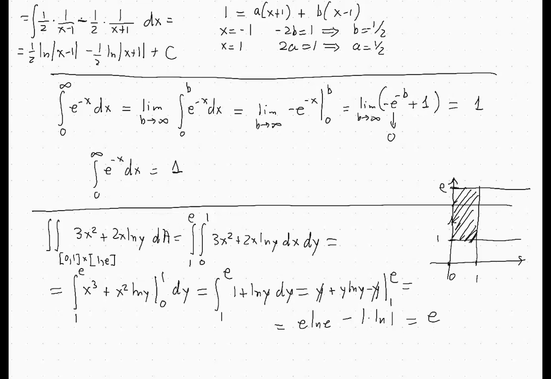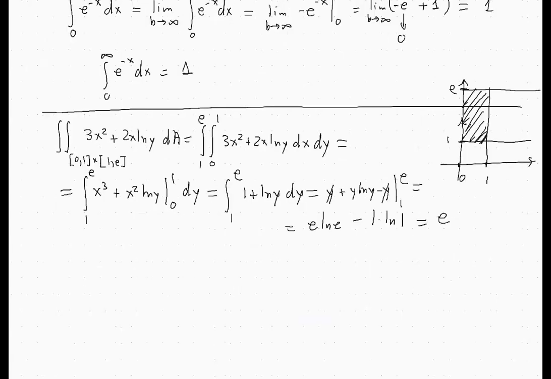Okay, so here, let me just put in a parenthesis. I use the fact that the antiderivative of ln x is x ln x minus x. This is a simple integration by parts. In fact, it's one of the most fundamental examples of integration by parts.